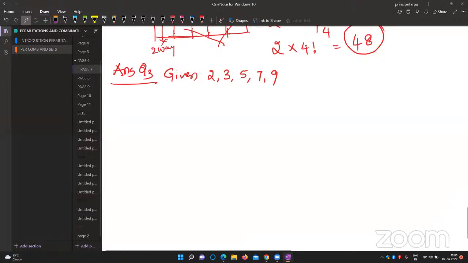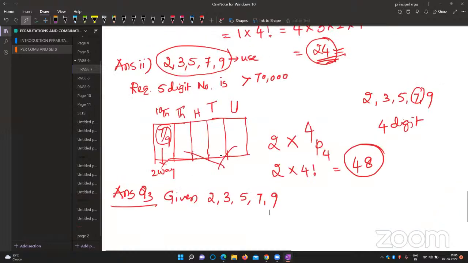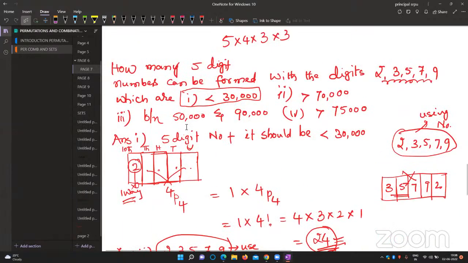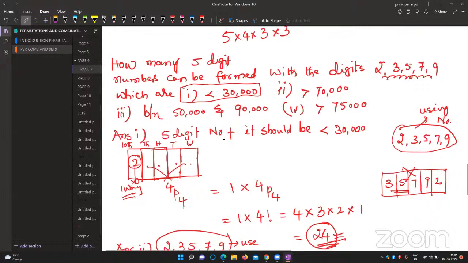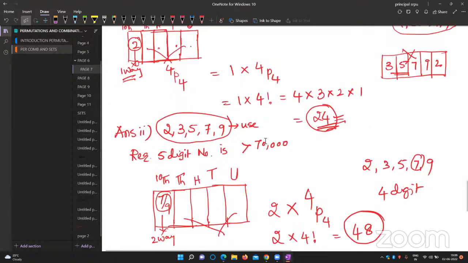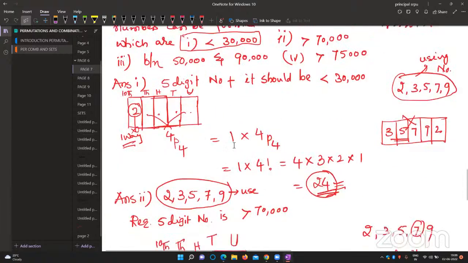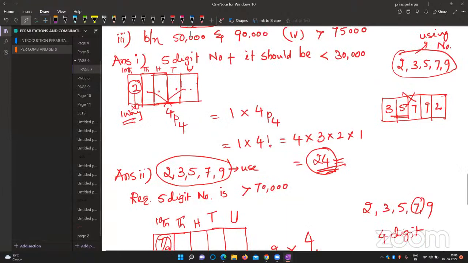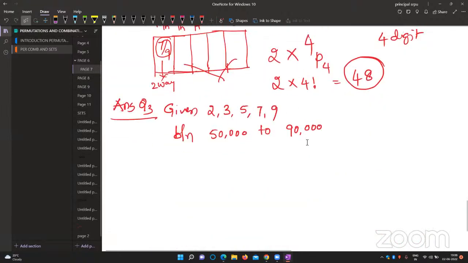The third question says that the number should be between 50,000 and 90,000. Please see that. You have to form the 5-digit number, and it should be between 50,000 and 90,000.